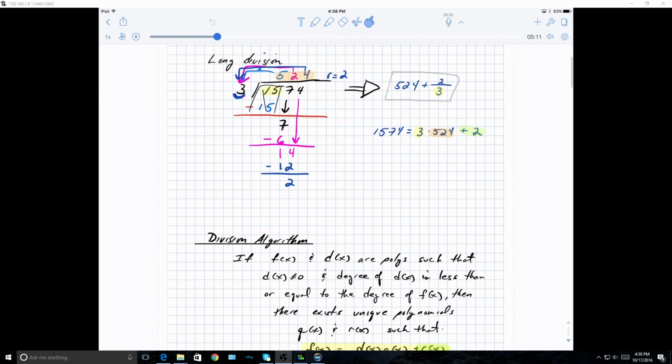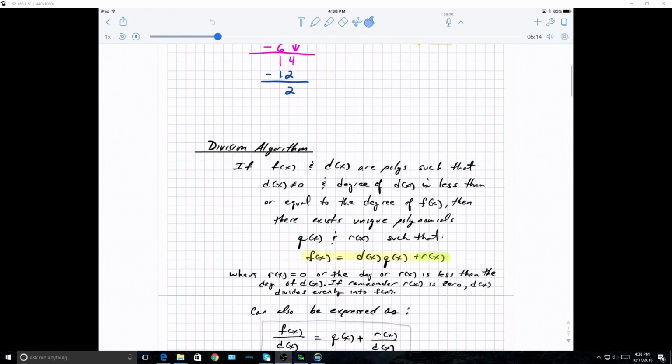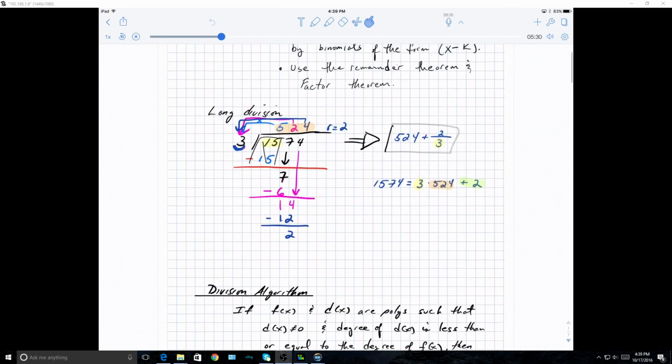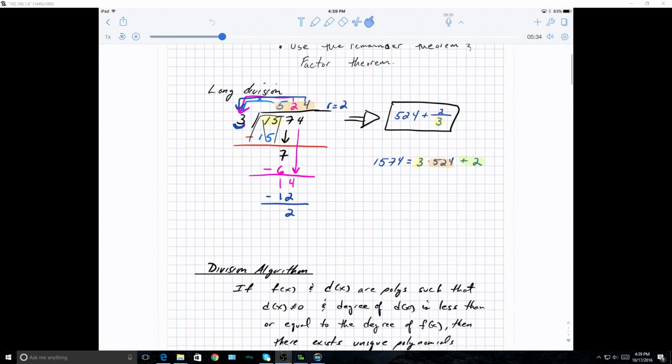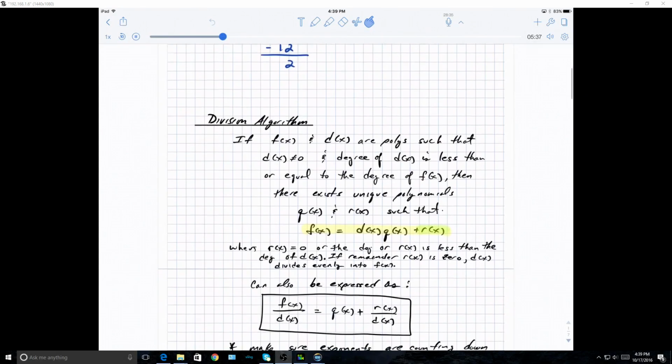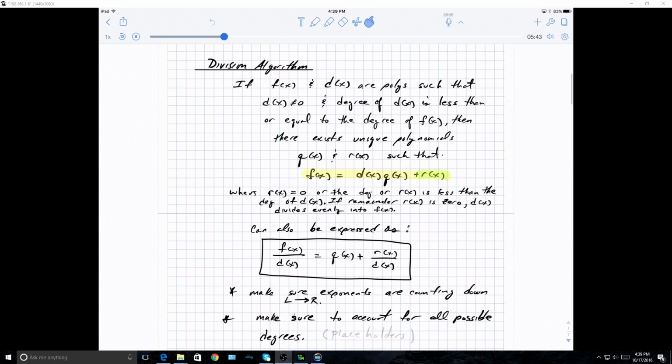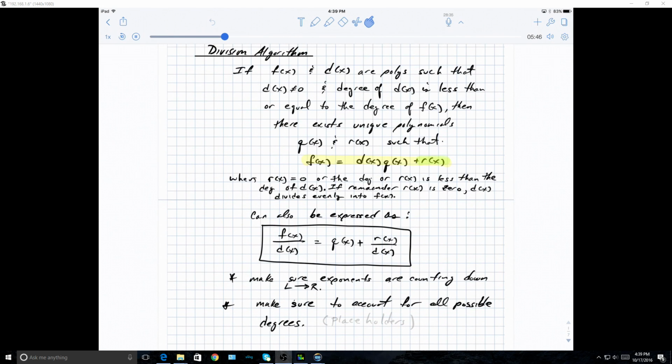So when the remainder is 0, or the degree of r of x is less than the degree of d of x, if the remainder r of x is 0, d of x divides evenly into f of x. And we can also express it here, as I stated, and if I go all the way back up and I put a box around the 524 plus 2/3, you can see that that's the same thing. So make sure the exponents are counting down, left to right, and make sure that to account for all possible degrees, okay? And that will be very easy to see. What we'll call them is placeholders.